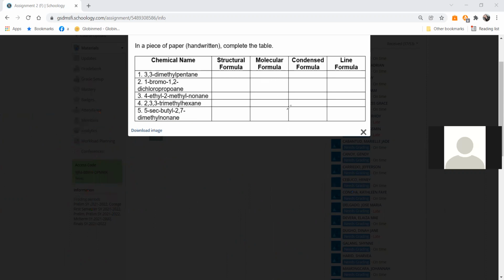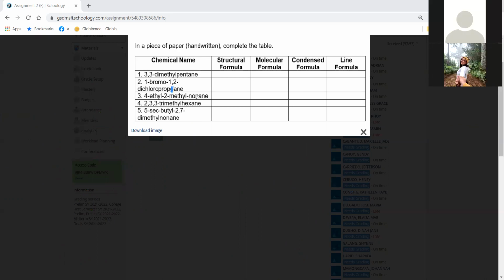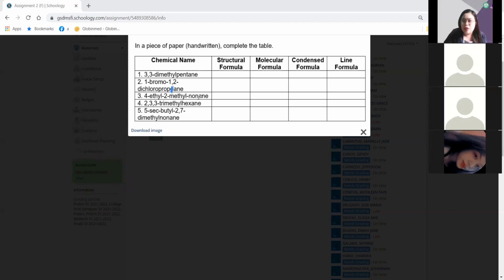So let's try number 2 since meron tayo dito non-carbon na branch. So let's see the difference. But before that, let's have the structural formula first. 1-bromo, 1,2-dichloro. This is propane, sorry. 1-bromo, 1,2-dichloropropane. So propane lang siya. That is 3 carbons. So that is the first thing to do: you write the parent chain. Ayan, tatlo, before you place the substituent. So 1, 2, 3. That is for propane.